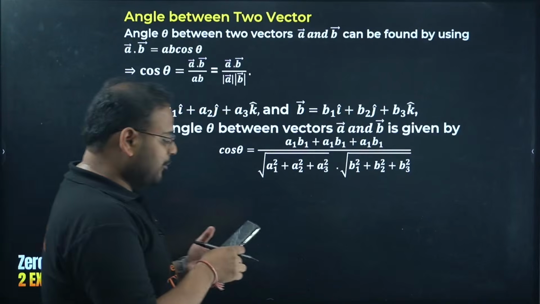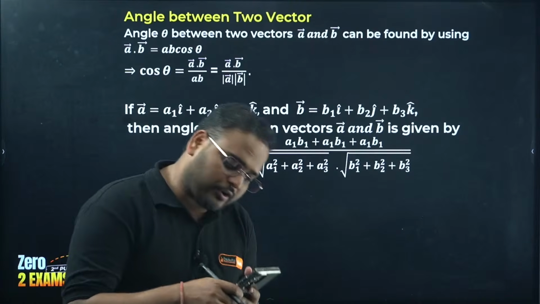Next, angle between two vectors. This comes from which concept? Product of two vectors.